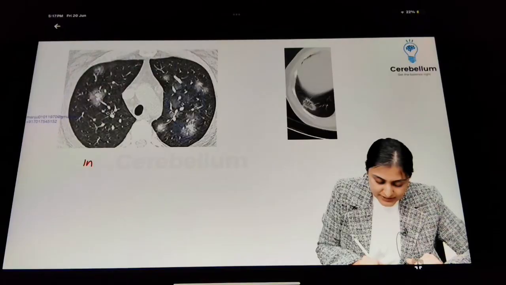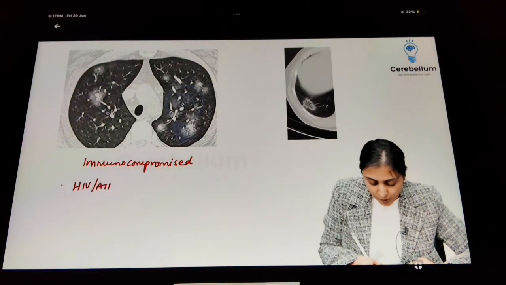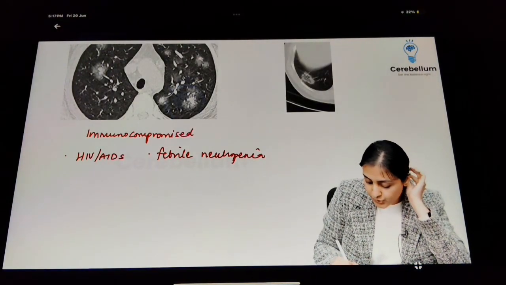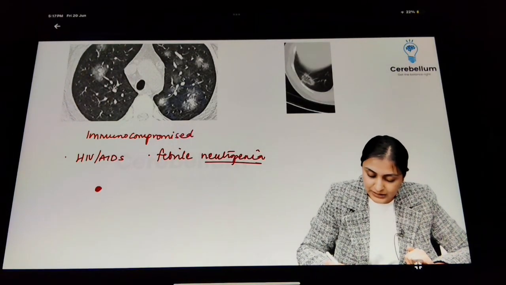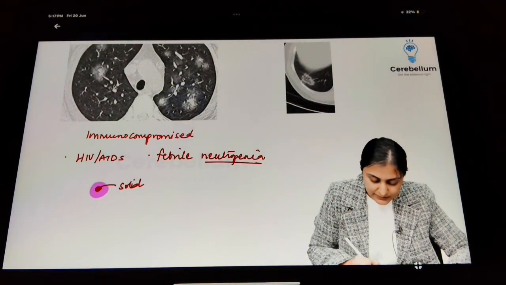This is where they will tell you that this patient is immunocompromised. So either they will give you a person who's having HIV/AIDS, or they will give you this person is on chemotherapy. They use a term called febrile neutropenia. So a neutropenic patient who has fever, and you see the CT where you can see that there's a solid nodule with surrounding ground glass opacity. So look at this. Center is solid with a peripheral GGO.